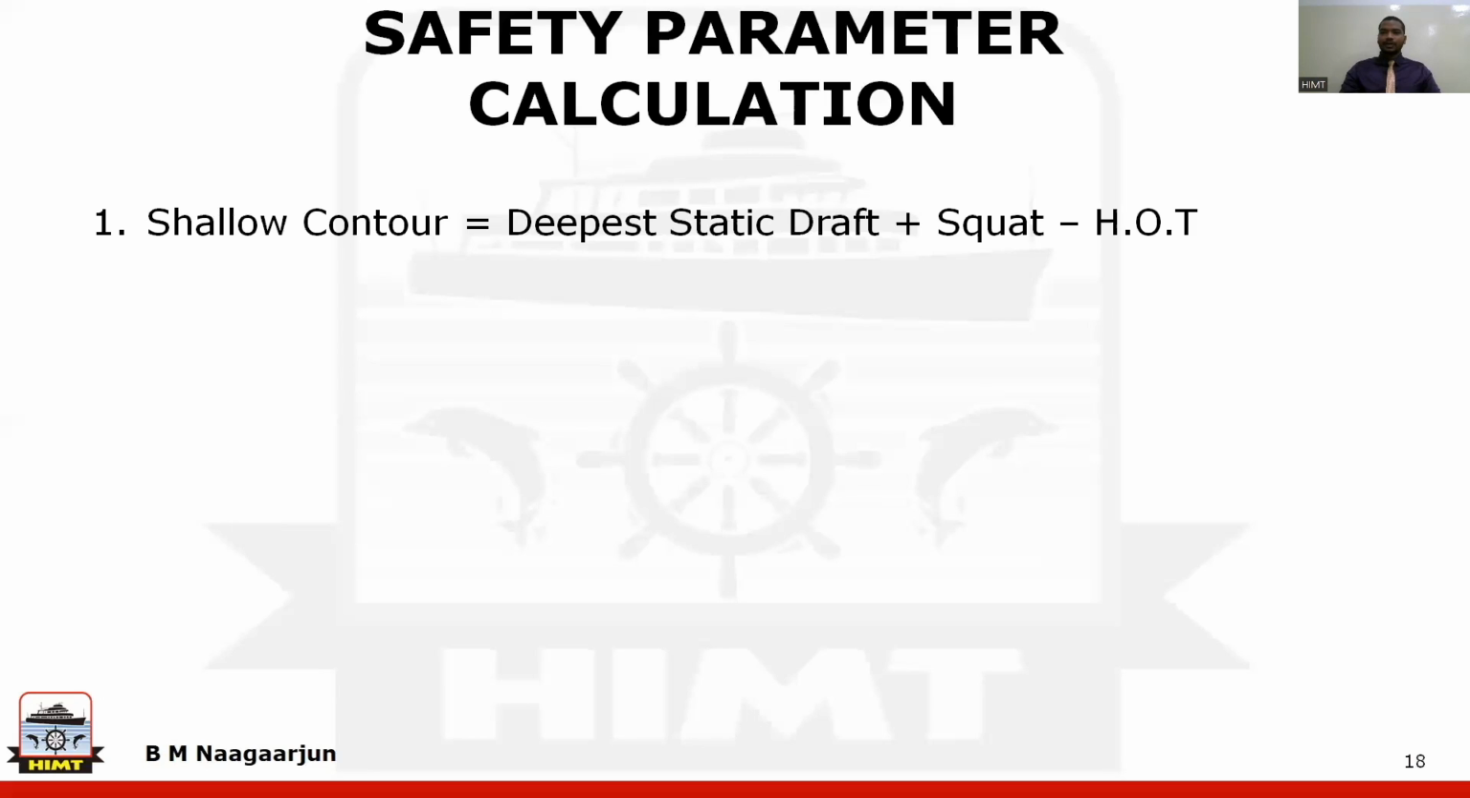We are subtracting the height of tide because in certain places like English ports, we have a tidal range of about 6 to 7 meters. That means we have additional water under our keel that will prevent the vessel from grounding. So the shallow contour, as we saw earlier, is a grounding contour designed to show the area where the ship would ground. So the formula for calculating the shallow contour will be the deepest static draft plus squat minus height of tide.